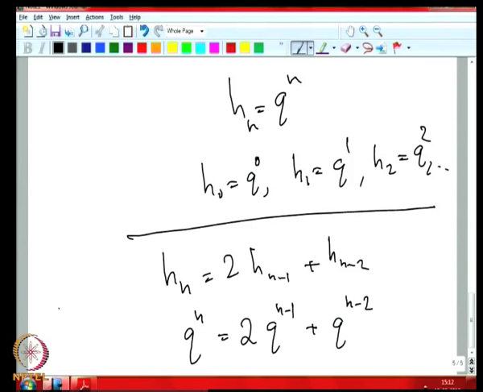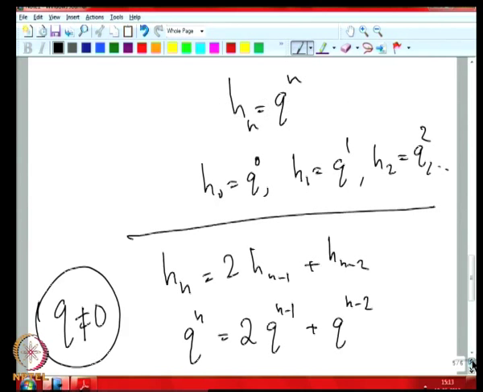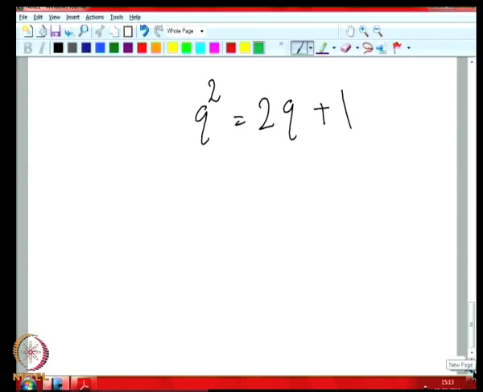Now, we will assume that q is non-zero, q not equal to 0. Then we can cancel in every term q to the power n minus 2. So, that will become q square equals 2 into q plus 1. That is what is coming, right. This goes away, this goes away, and here we have 2 q left, and here we have q square. So, this is the thing.